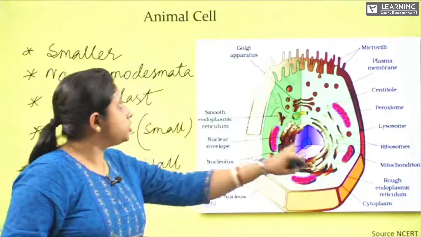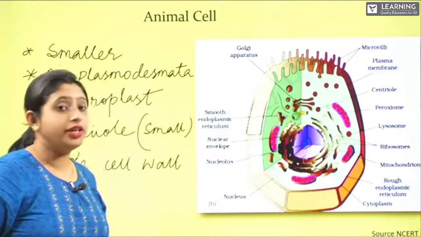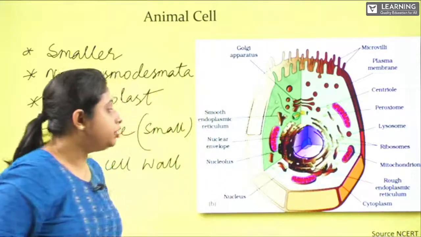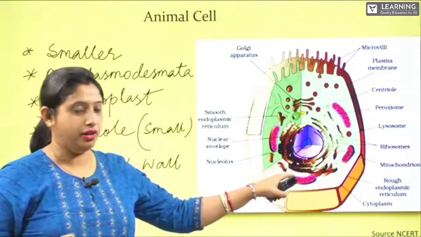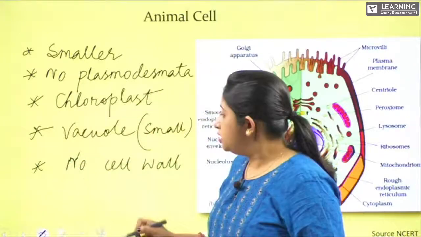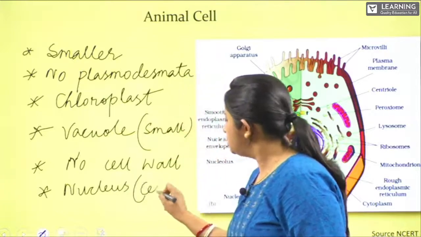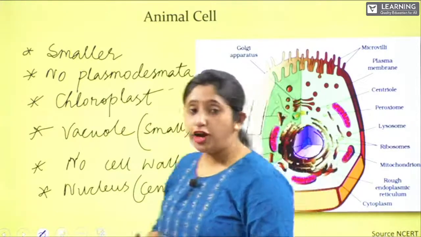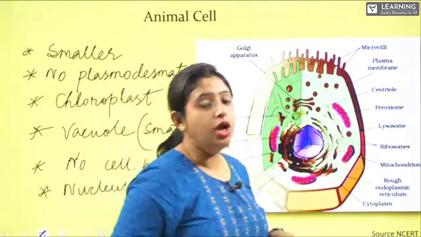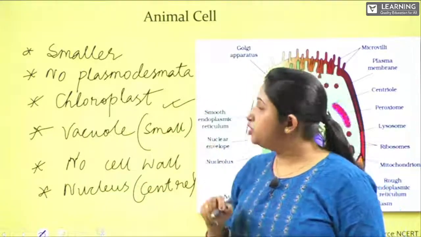So look into the picture. This is a picture of the animal cell where you will not find the cell wall. You can see the nucleus, which is covered with the help of the nuclear membrane. The nucleus lies at the center. And you will find various cell organelles inside the animal cell too. But you will not find the chloroplast or the plastid, and the plasmodesmata is absent.